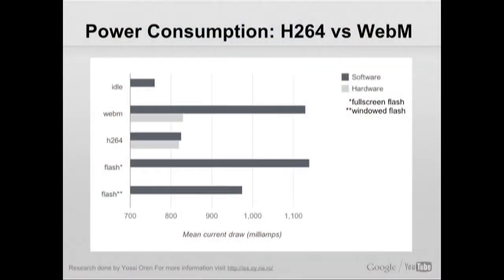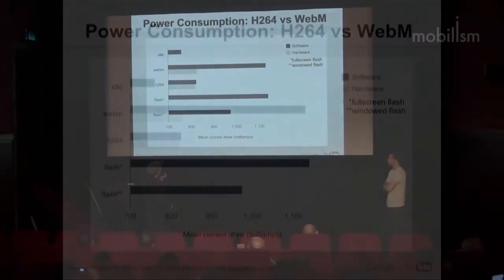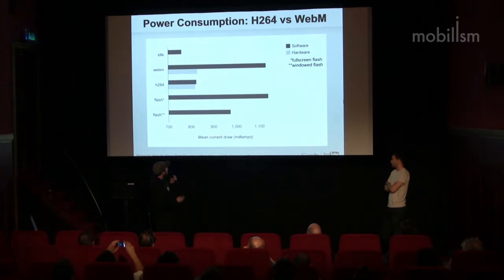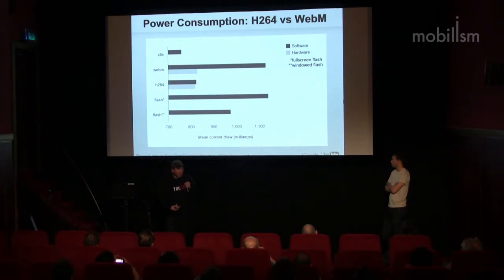this is a graph of power consumption with video playback in different kinds of modes. This guy, Yossi Oren, put this together for us, a great guy in Tel Aviv who does research on power consumption. And the important things to notice here are flash. The flash stuff is very high, takes up a lot of power, and the hardware versions of WebM and H.264 are very small. And so if you have hardware to decode your video, that's always going to win over the software versions.